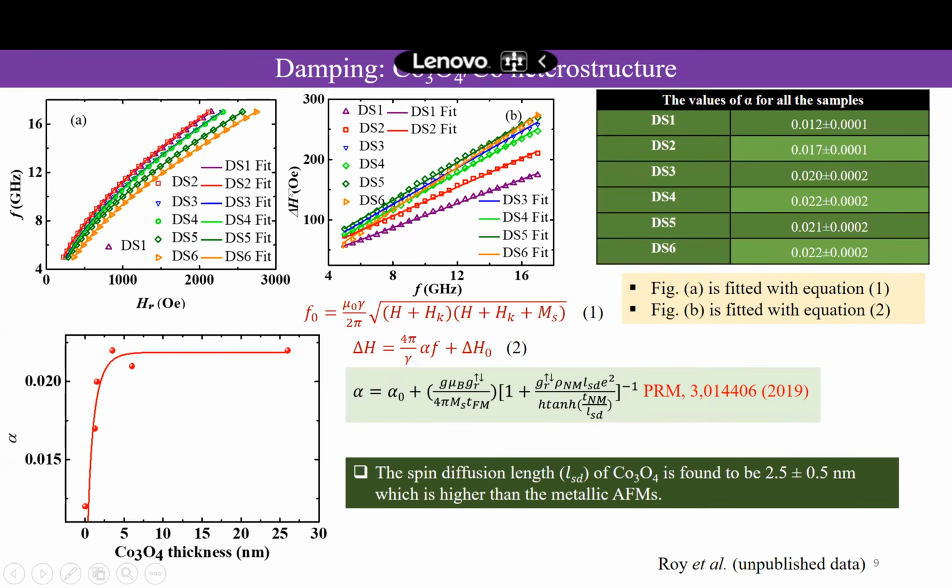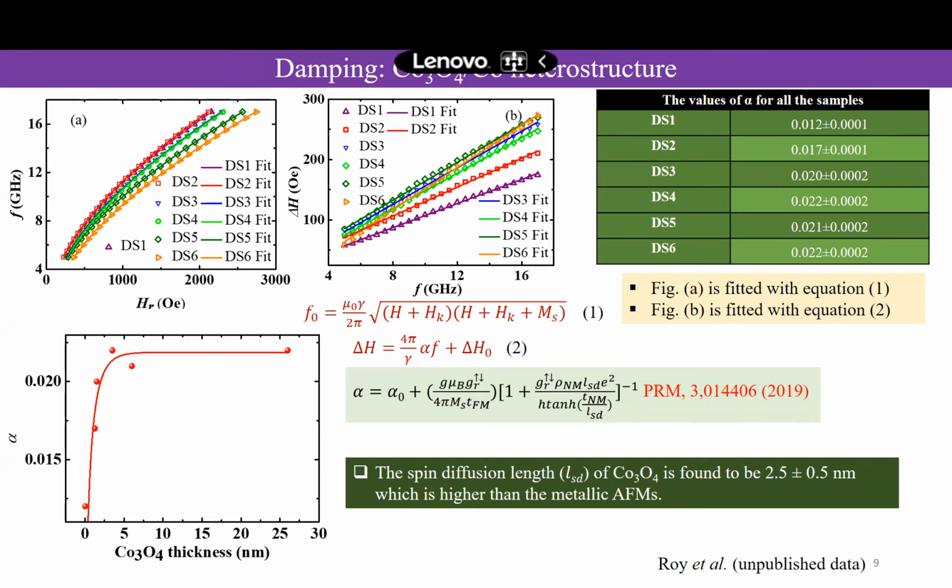And then we have also plotted delta H versus F for all the samples, and we can fit with equation 2, and from equation 2 we can find out the value of alpha, which is the Gilbert damping. The Gilbert damping parameter has been listed in this table as well as plotted in this figure. We can clearly see the x-axis is the Co3O4 thickness, and alpha is the Gilbert damping. We can see that by introducing the Co3O4 layer, the Gilbert damping is increasing, which predicts that in our sample spin pumping is present.